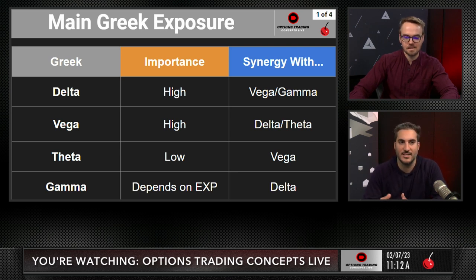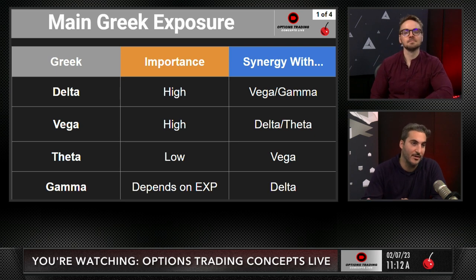With theta, of course, it's our lowest priority Greek for our trading because we just know that we're on the short premium side. We always have positive decay. We're not really heavily focused on the exact number, but theta is going to be affected by vega. And then gamma, of course, depends on expiration. With this look, it's going to be one of the most important things that we're looking at here. And of course, it will affect your delta exposure.